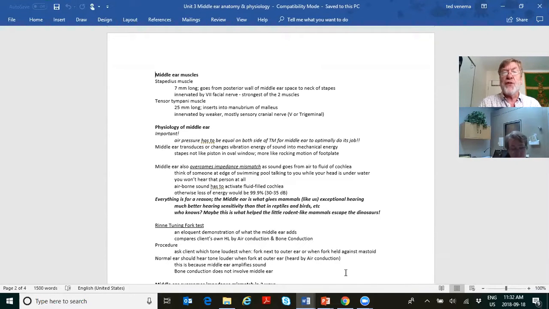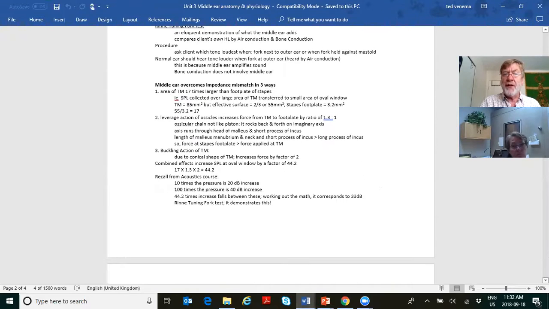Then last week, we covered also the physiology of the middle ear and the three ways in which the middle ear increases the pressure of sound so that airborne sound can activate a fluid-filled cochlea. And we said last week that there's three ways in which this happens. One is the size of the eardrum relative to the footplate of the stapes. The other one is the leverage action of the middle ear ossicles. The malleus is a little bit longer than the long process of the incus. And we also discussed the buckling action of the tympanic membrane, the three ways that are described right here.